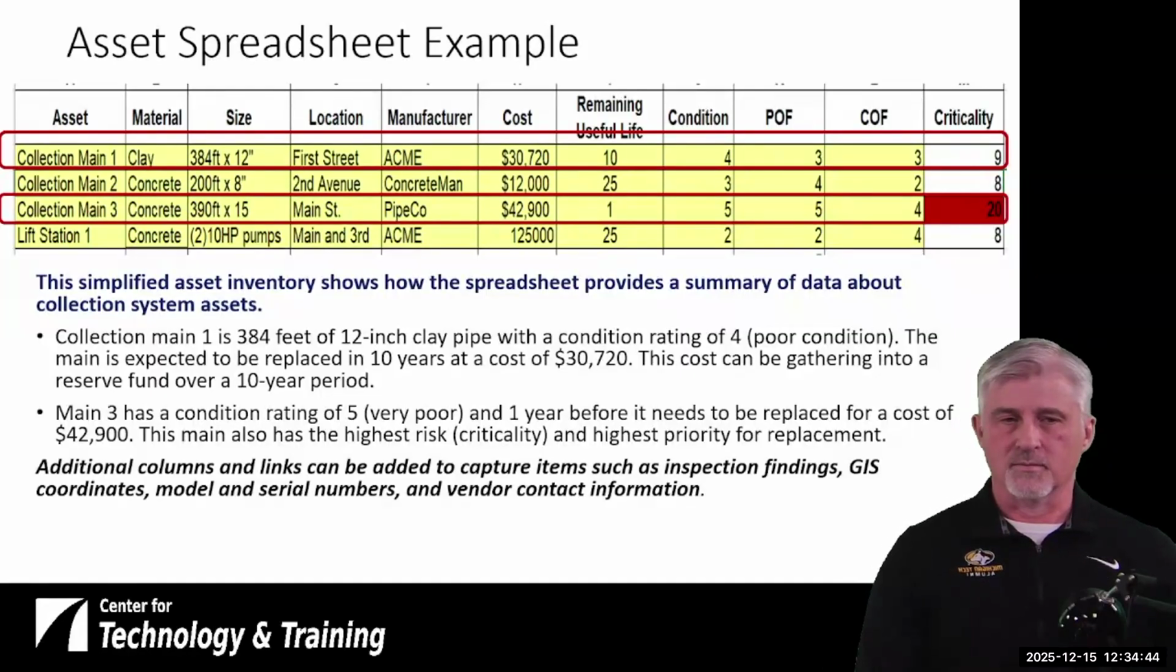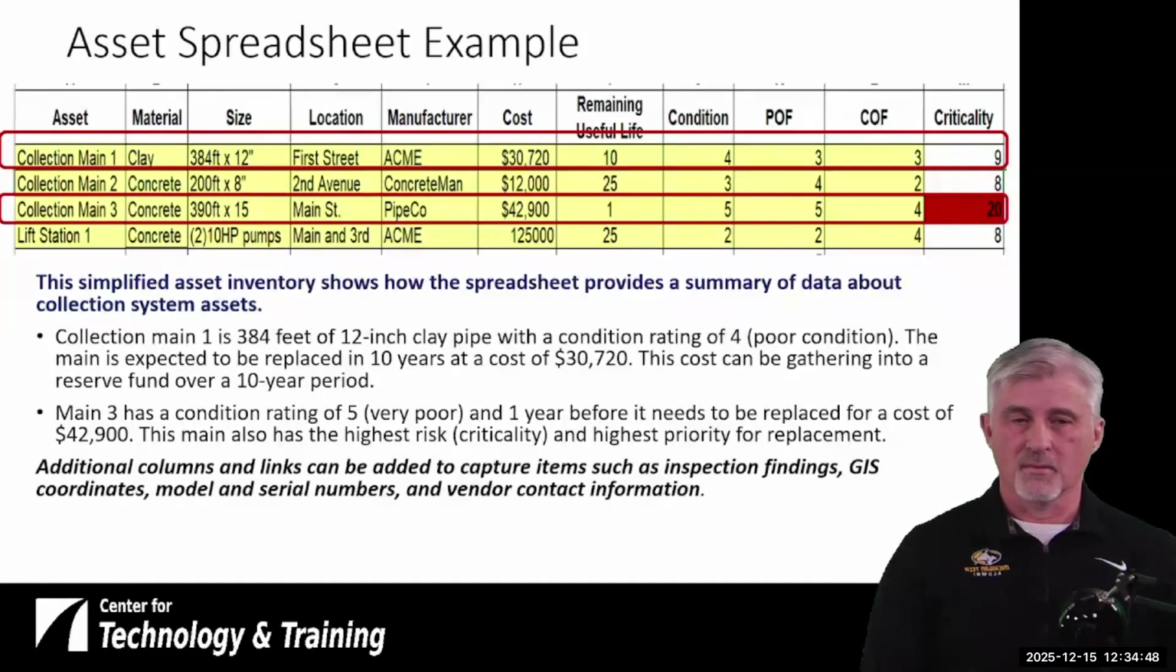You could have results of your inspection findings. You could have links to manuals. You could have the model and serial numbers. Who's the vendor that you bought the piece of equipment from? There's all sorts of things that you can have in there.